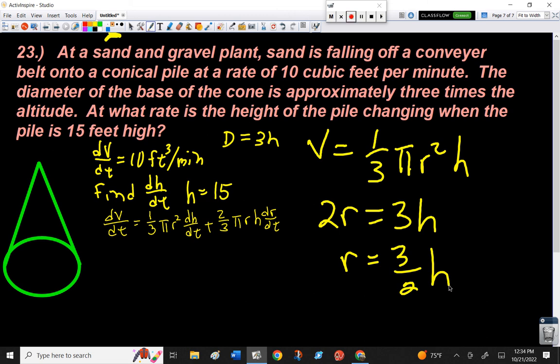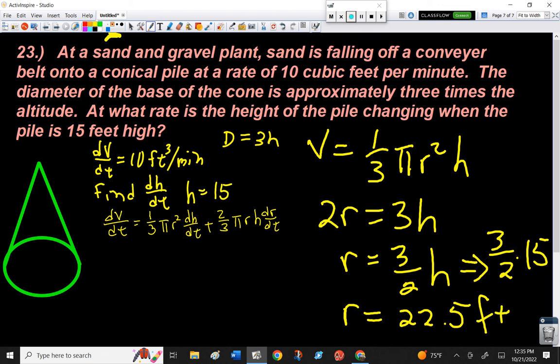Well, how does that help us, sir? If we know that the height is 15, then 3/2 times 15 will give us the radius. So the radius is 45/2, or 22.5. And remember, that's in feet. Going back to my highlighter, they told us what dV/dt is.